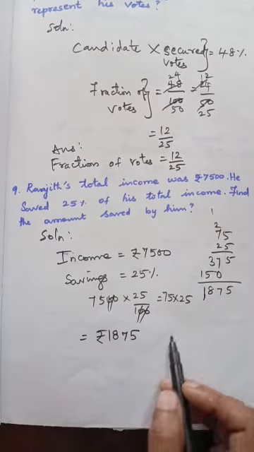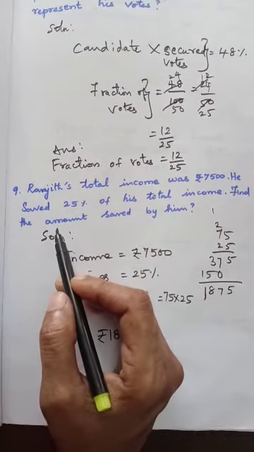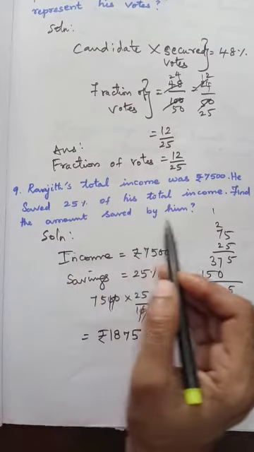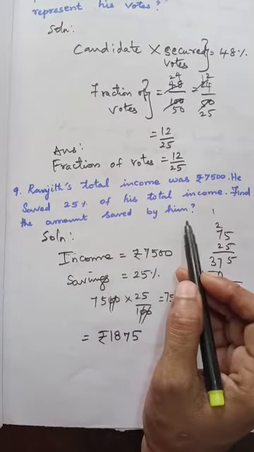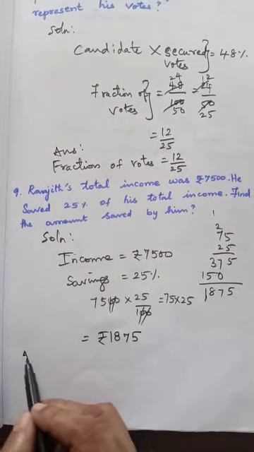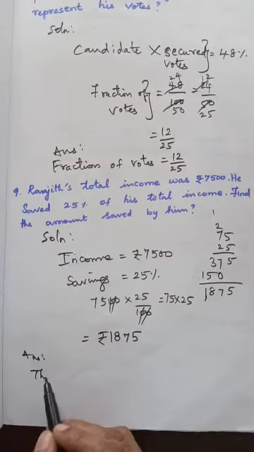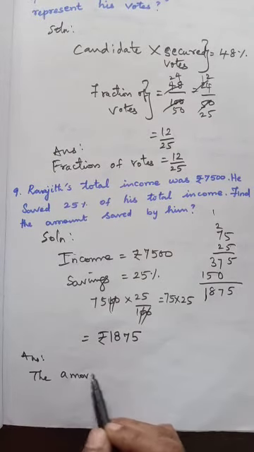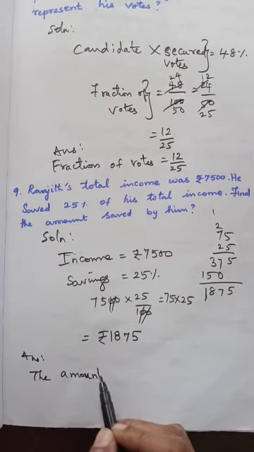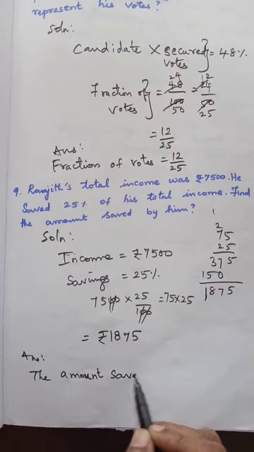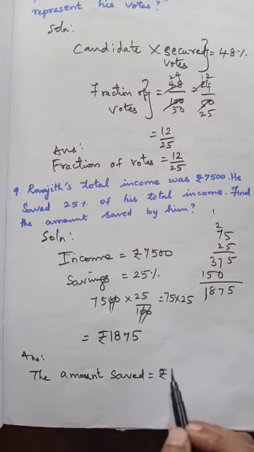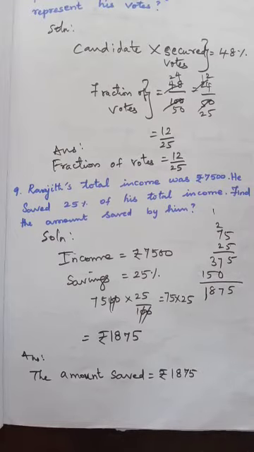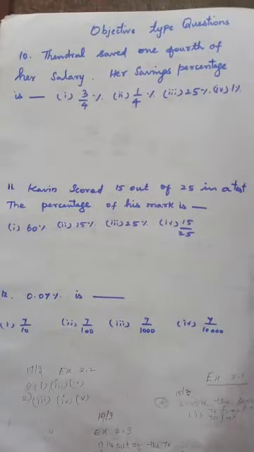Okay, 1875 he is saving. Find the amount saved by him only, they asked. So the answer is, the amount saved is equal to rupees 1875. Then objective type questions.